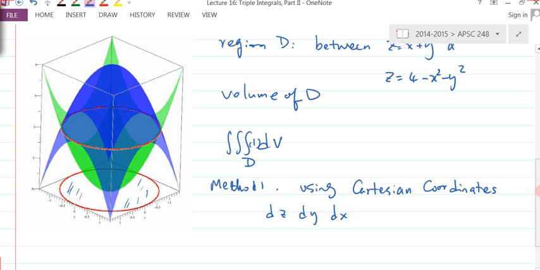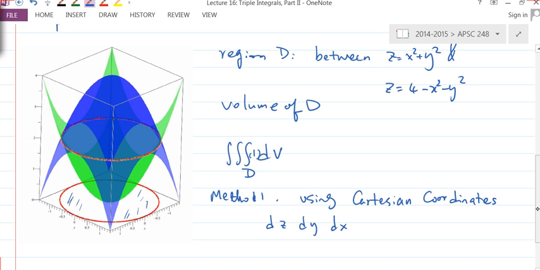So that brings the question: what is the equation of this curve, or the circle? Why is it a circle? How do we get the intersection between these two surfaces? You have two surfaces, and this red part is the intersection of the two surfaces. So what's in common between the two surfaces here?